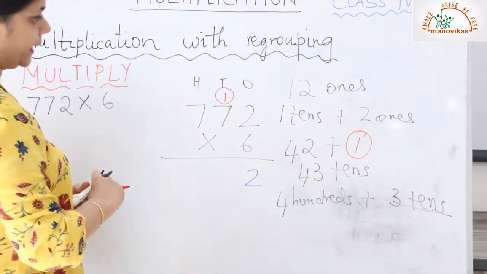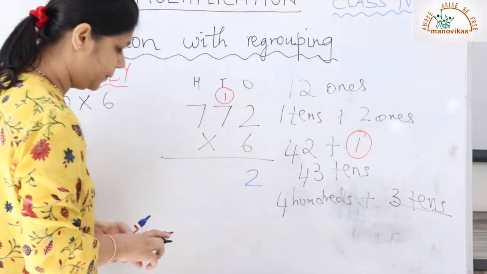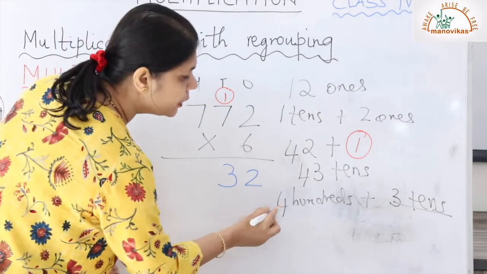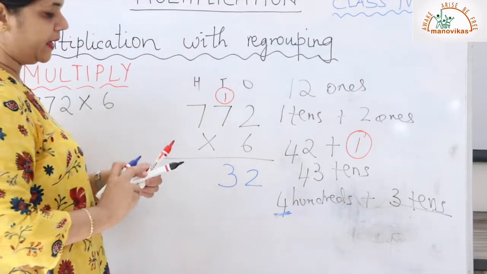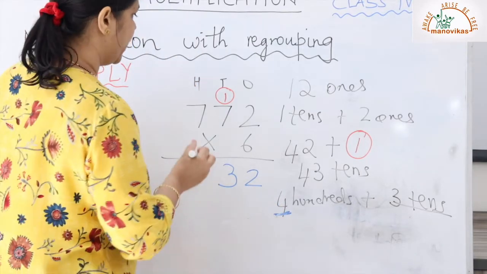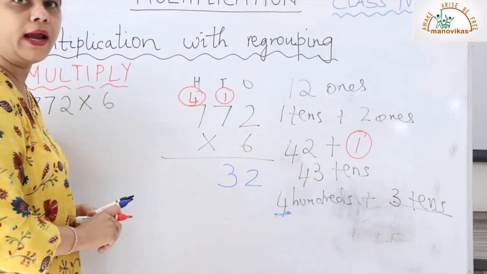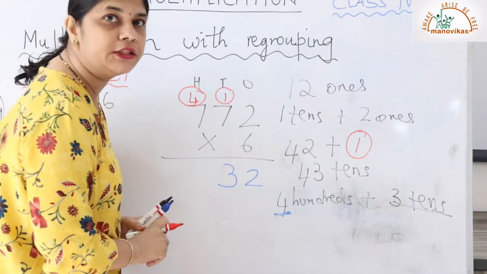Now you will again write 3 here, right? You will write 3 in the tens place. And which number are you going to carry in the hundreds place? Yes, you are going to carry 4 in the hundreds place, right? Am I correct? Are you checking, children?